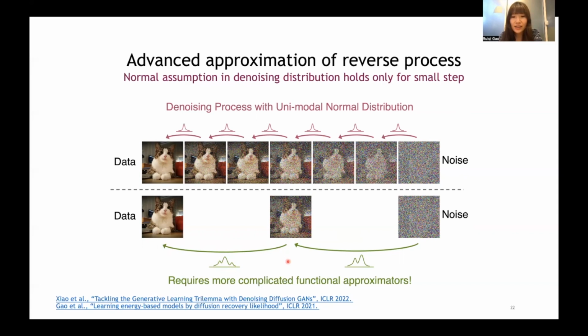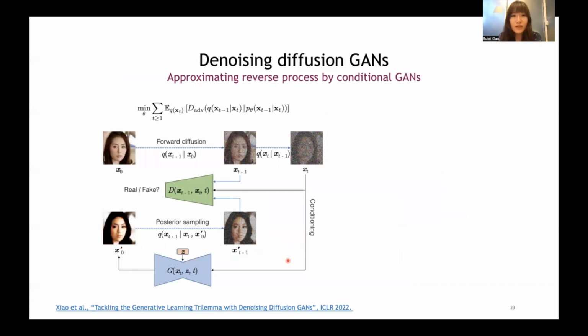In that case, we really need more complicated functional approximators. I will talk about two examples of how we can include more complicated functional approximators here. The first work is denoising diffusion GANs. In this work, they propose to model the denoising distribution by a conditional GAN model. Specifically, the model is trained in an adversarial learning framework.